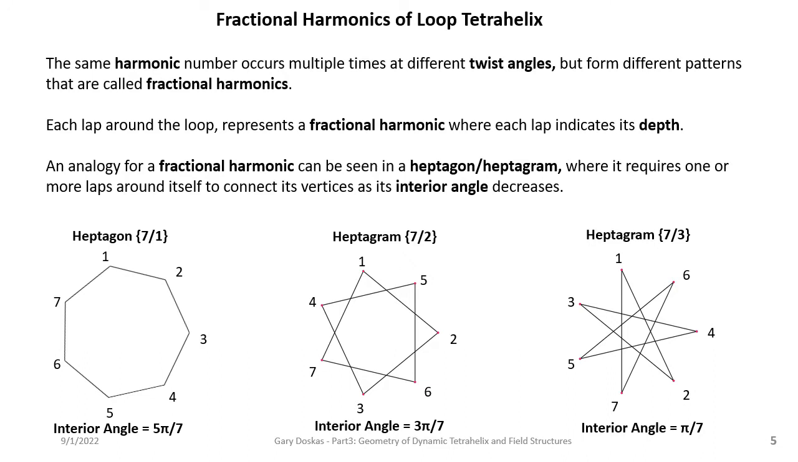An analogy for a fractional harmonic can be seen in a heptagon/heptagram, where it requires one or more laps around itself to connect its vertices as its interior angle decreases. For the heptagon, referred to as 7/1, its adjacent vertices are connected in one lap around its perimeter. For the heptagram, referred to as 7/2, every second vertex is connected, that takes 2 laps around its perimeter. For the heptagram, referred to as 7/3, every third vertex is connected, that takes 3 laps around its perimeter.